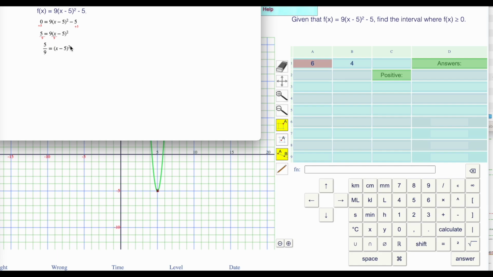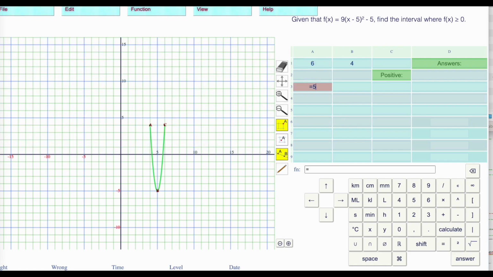I want to get rid of the squares, so I'm going to take the square root of both sides. That gives us plus or minus the square root of 5 over 9 is equal to x minus 5. Now to get rid of minus 5, I'm going to add 5 to both sides. That gives me 5 plus or minus the square root of 5/9 is our x values when the y is 0. These are my zeros. I'm going to start off doing 5 minus the square root of 5 over 9. And that gives us 4.25. Does that make sense? Yeah, it does. I'm going to copy this down and change the minus square root to plus square root. That gives us 5.745. Yeah, real close to 5.75.